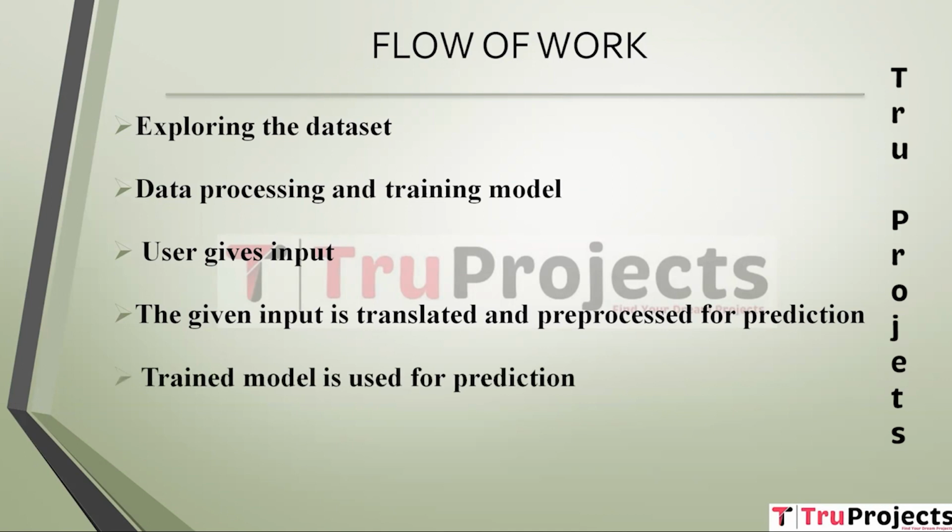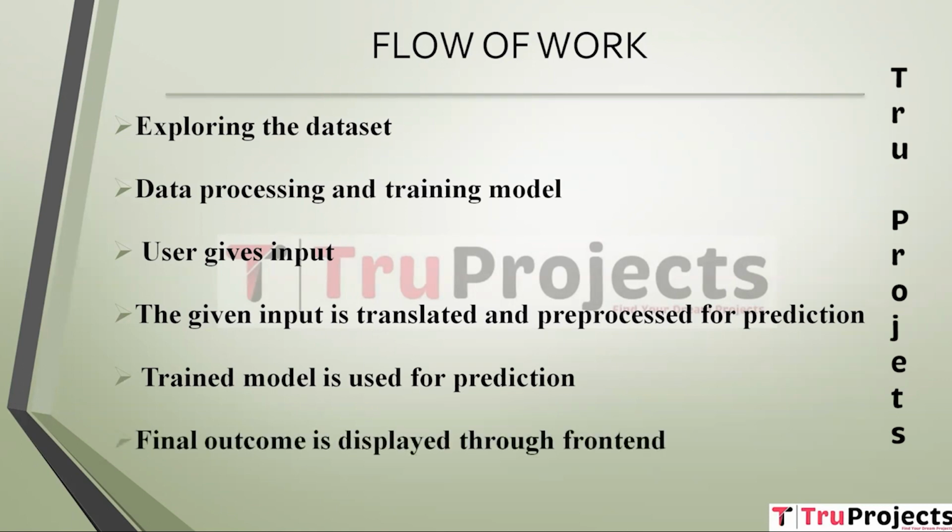Trained model is used for prediction. The pre-processed input is fed into the previously trained model. The trained model leverages its learned parameters and patterns to predict the outcome based on the given input. The prediction is usually in the form of class label, probability, or some relevant output based on the nature of the project.